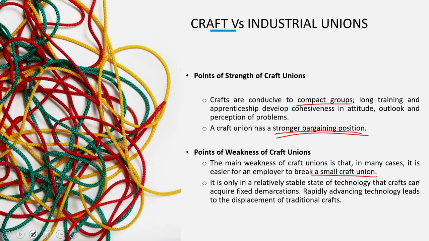So it is only in a relatively stable state of technology that crafts can acquire fixed demarcation. So rapidly advancing technology, let's look into that. What we are seeing nowadays leads to the displacement of the traditional craft. So crafts might not just exist as a certain intellectual property, or having a certain hold over certain methods of doing things. Rather, as technology is improving, newer and newer methods of doing the thing or making the product or delivering the service are coming in, which essentially reflects as the weakness of these crafts, and consequently as a weakness of the craft union.